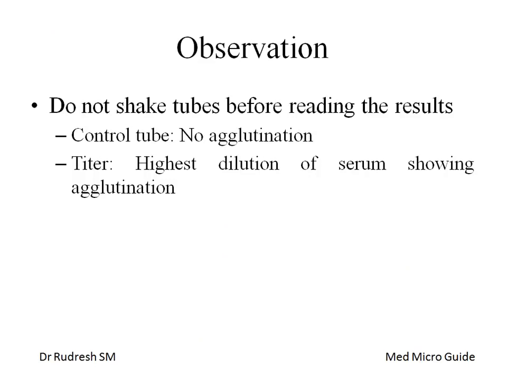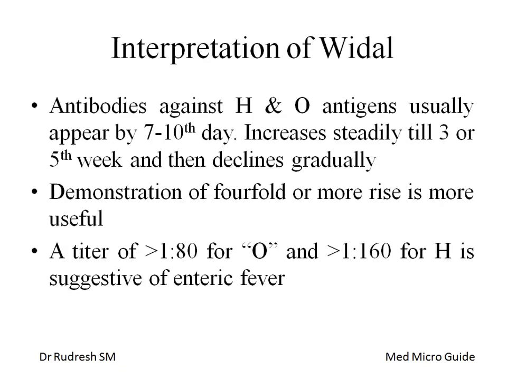One precaution that should be taken is that you should not shake the tubes before the reading of the results is done. Control tubes should show no agglutination, and in the test serum dilution, we are going to look for the highest dilution of the serum which is showing agglutination, which is nothing but the titer of that particular serum.